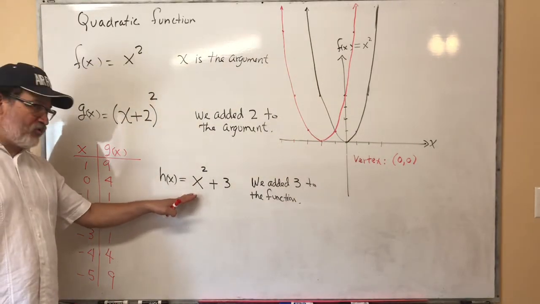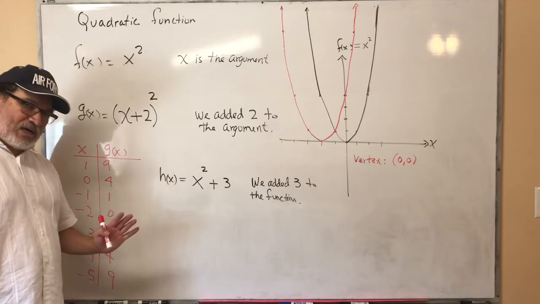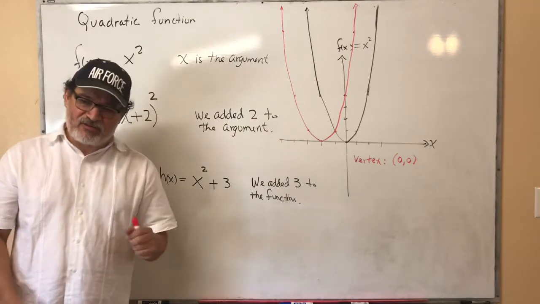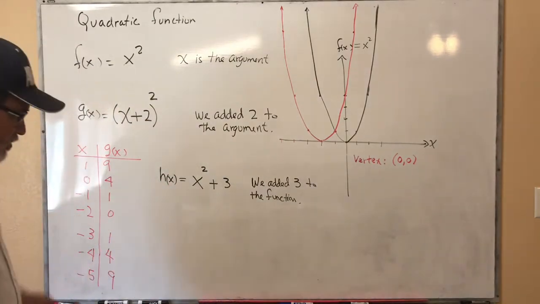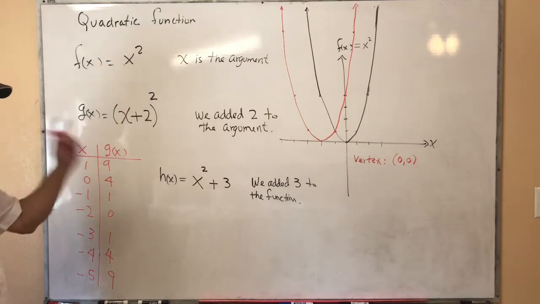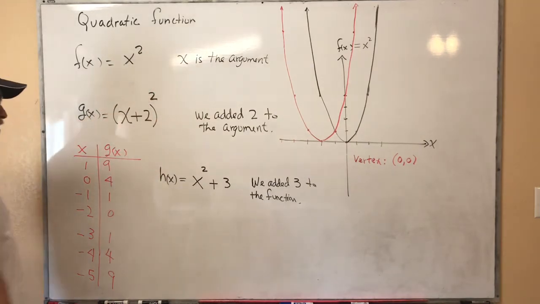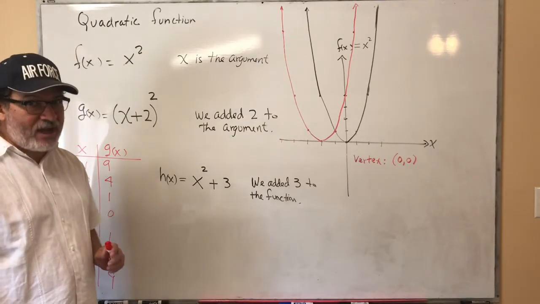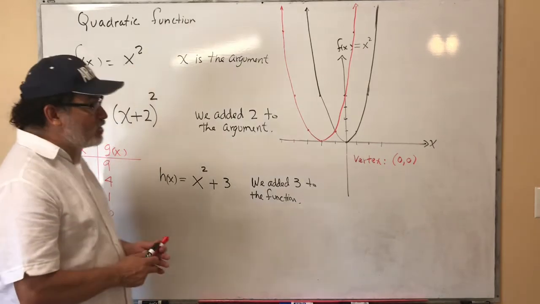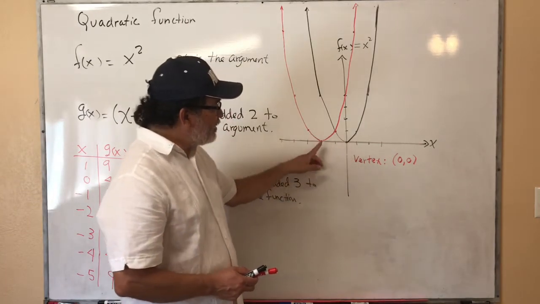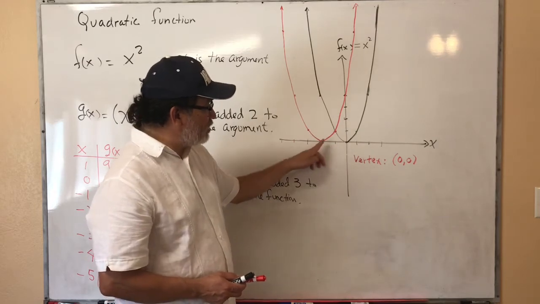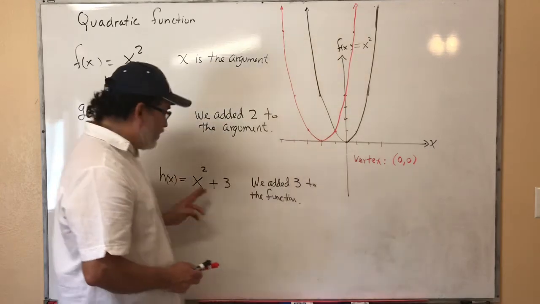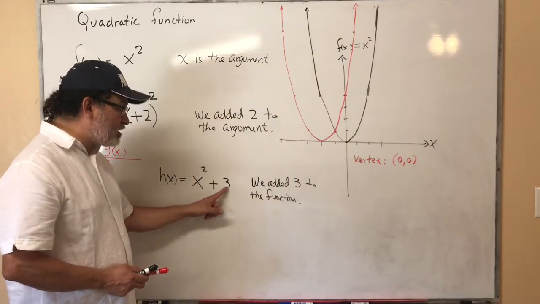If you want to make a table for this, you can. But let me tell you guys, when you add to the function, it's a vertical shift. So this goes up. So when you add to the function, it's a vertical shift, not in the opposite direction. Let me make a table. This is the basic parabola, and this is the parabola shifted. This red one is the basic parabola 2 units to the left. And now this one is going to be the basic parabola 3 units up.